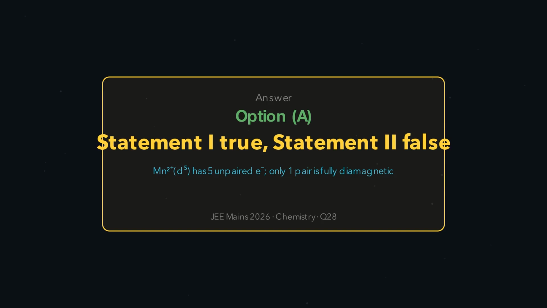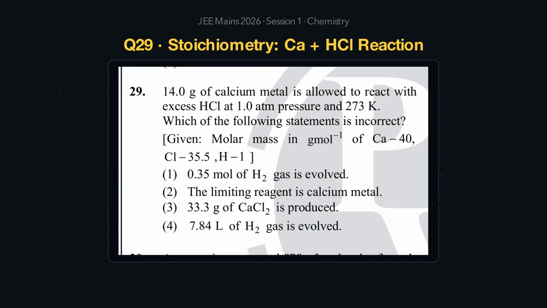Statement 2 is false. The answer is option 1. Statement I is true. Statement 2 is false. 14 grams of calcium reacts with excess hydrochloric acid. We need to find which statement about this reaction is incorrect.